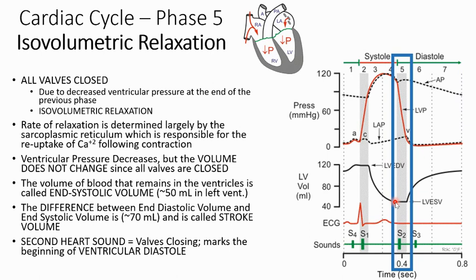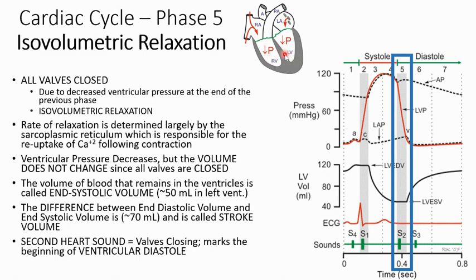So now let's look and see what's happening during phase 5, during isovolumetric relaxation. Iso means same, so what we're doing here is we're keeping the same amount of volume of blood in the ventricles. No blood is entering, no blood is leaving. But take a look at that pressure. We are relaxing the ventricles. All the valves are closed. Remember, we just pushed all the blood out of the ventricles. Well, most of it anyway.